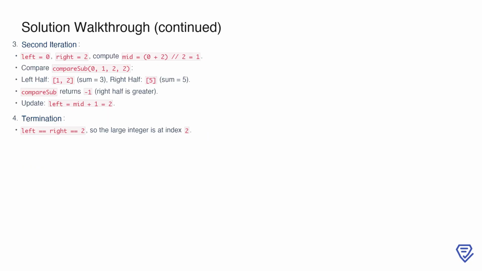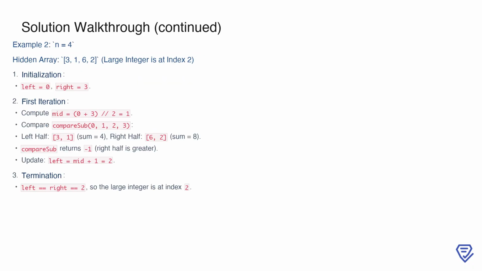In the second iteration, the range is now limited to indices 0 through 2. We calculate mid as (0 plus 2) // 2, which results in 1. Using the compareSub API again, we compare the sum of the left half, 1, 2, with the sum of the right half, 5. The left half sums to 3, while the right half sums to 5. Since the compareSub result is -1, indicating the right half is greater, we update left to mid plus 1, setting it to 2. At this point, left and right both point to 2, so we terminate the search. The largest integer is located at index 2.